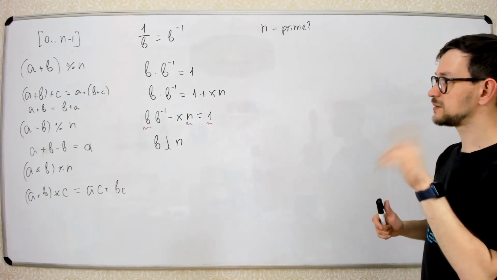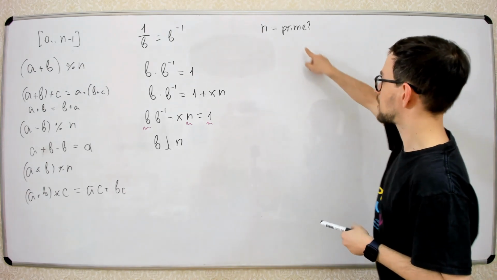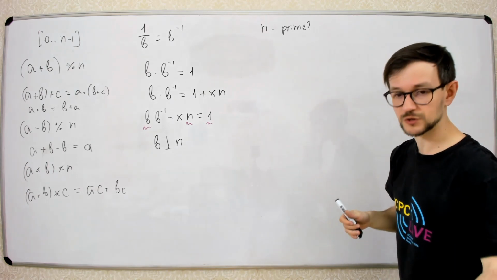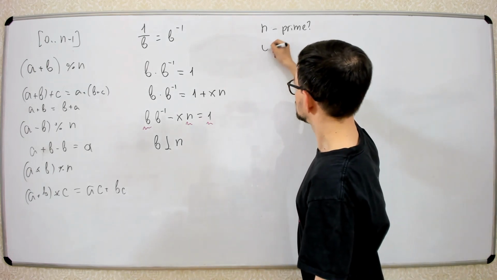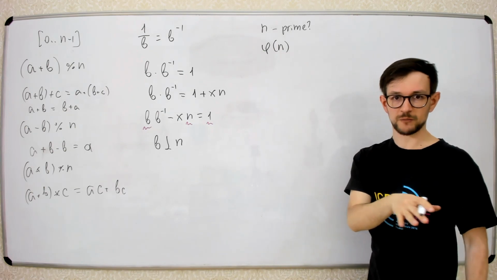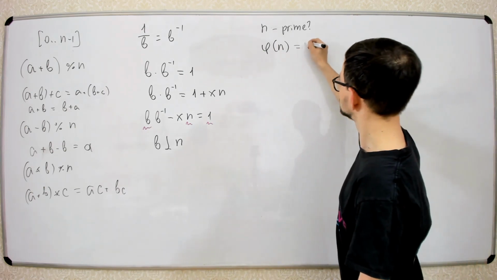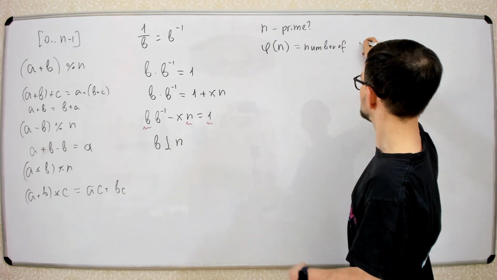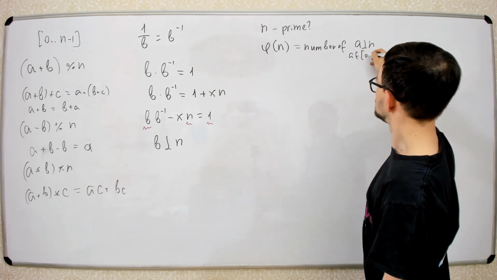Let's start from a simple theorem. Let's start from Fermat's little theorem. Fermat's little theorem tells you that if number n is prime... okay, let's make an extended version. Let's see the Euler function. What is the Euler function of number n? It is the number of integers coprime with n, the number of a coprime with n, with a from 0 to n minus 1.